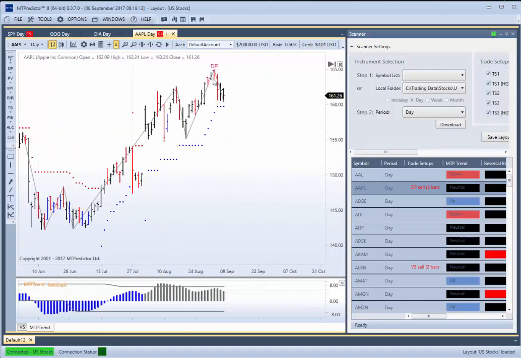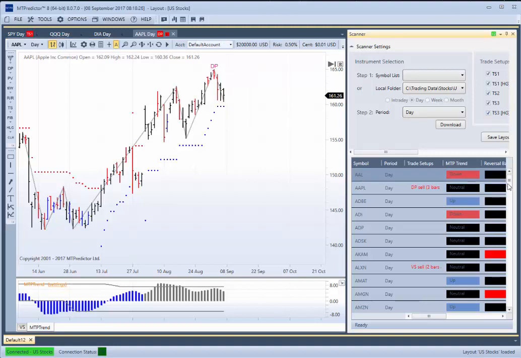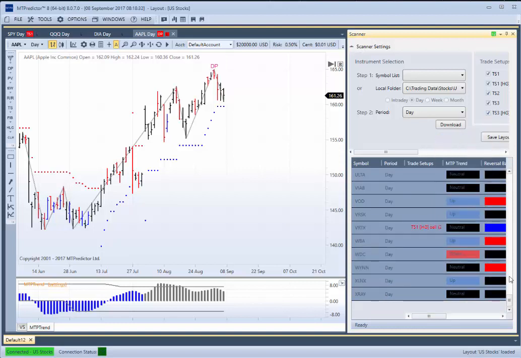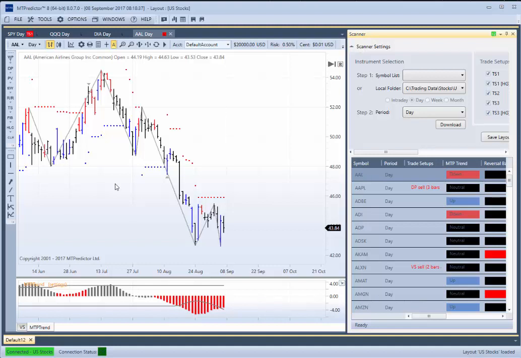a few days ago, coming in at the high there on a flat MTP trend. I'm now going to link these together. I'm just going to link symbol and period. I can link them to the scanner. So I'm just going to select all those and link those red as well. So what that means is now what I can do is when you click on a symbol in the scanner, it then changes the chart to that particular symbol.